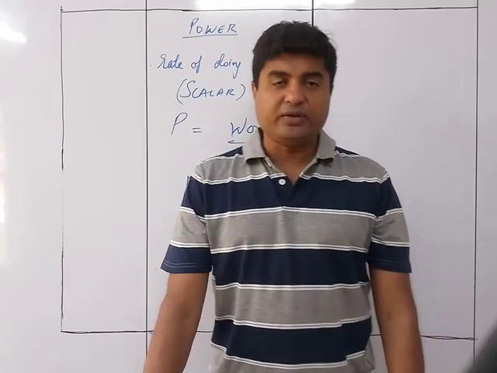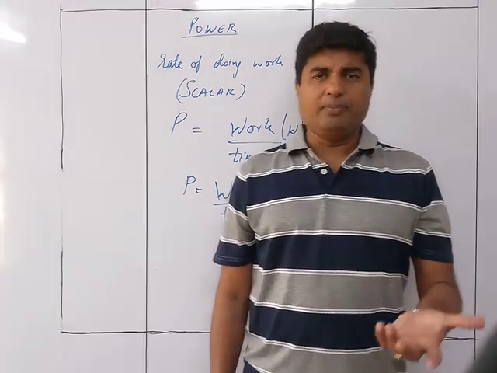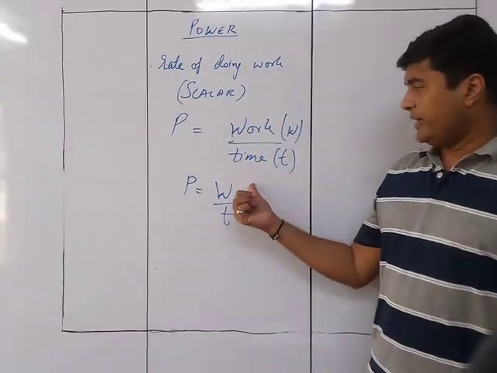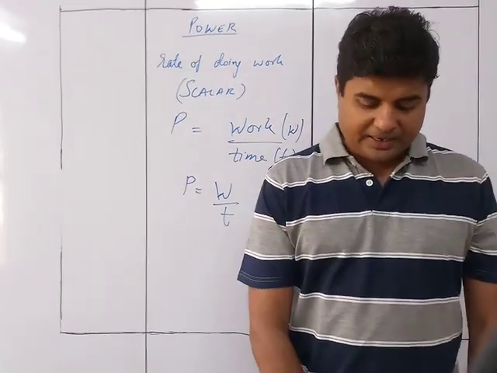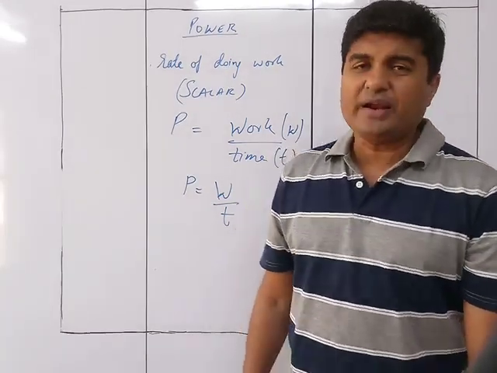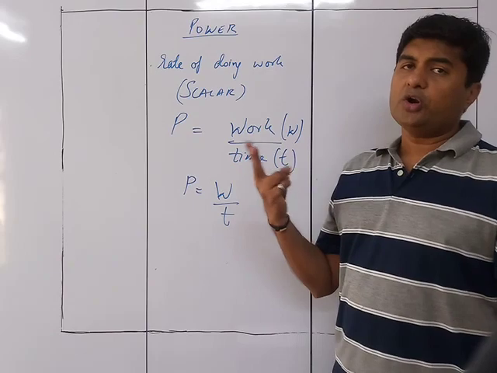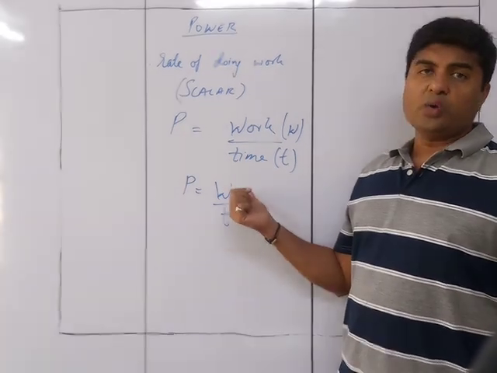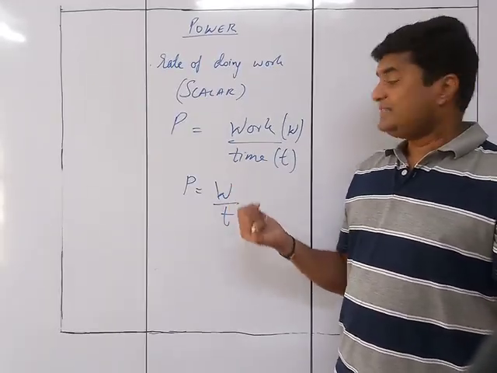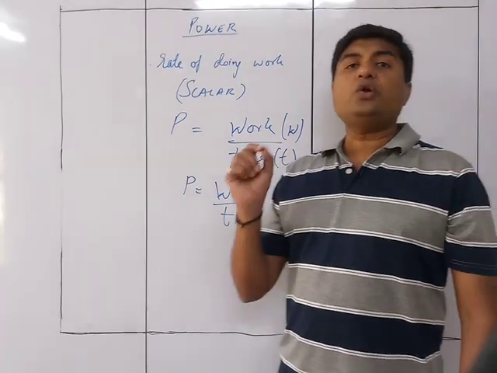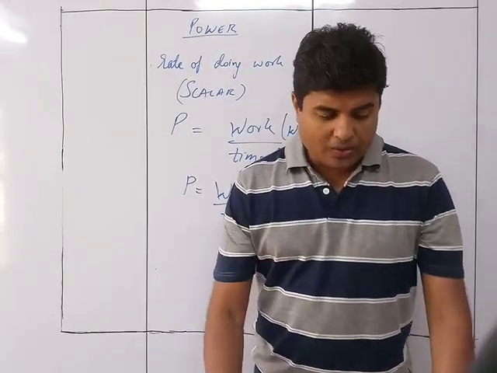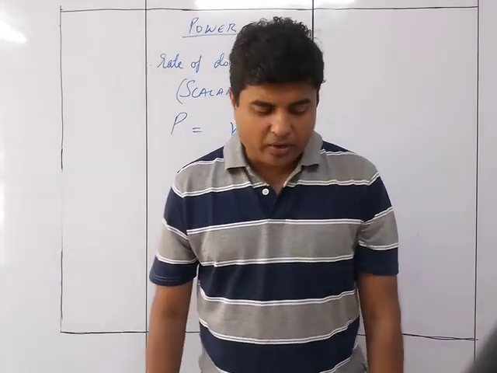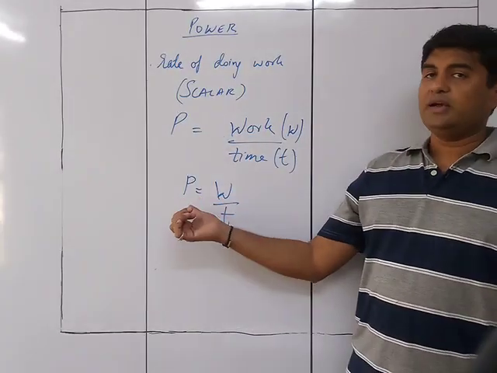So if W work is done in time T, then power is equal to W upon T. That becomes the formula for this. Accordingly, we see that power is dependent on two things. One is the amount of work done, and secondly is the time taken to complete that work. Time taken to complete that work is also very important. So that is done with the help of power.